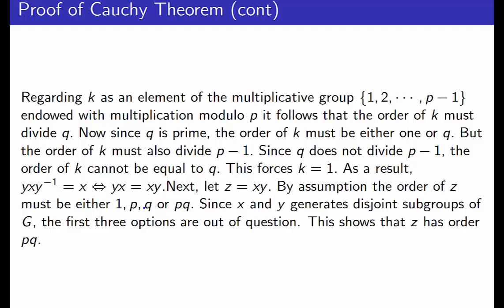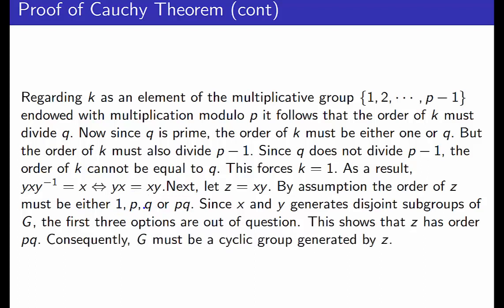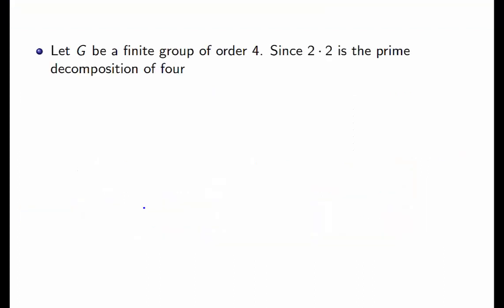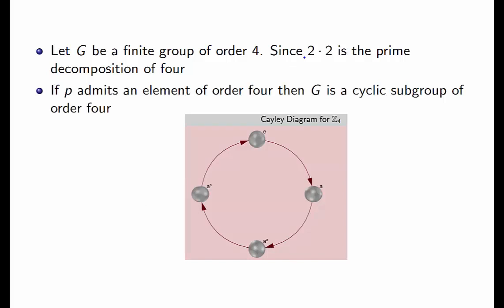Now this shows that z has order pq, and consequently G must be a cyclic group generated by z. Right? Because we have found an element of order pq, but the group has order pq. Alright, now let G be a finite group of order 4. Let's take the prime decomposition of 4, 2 times 2. Notice that if G admits an element of order 4, then G is a cyclic group of order 4, right? So that's that.